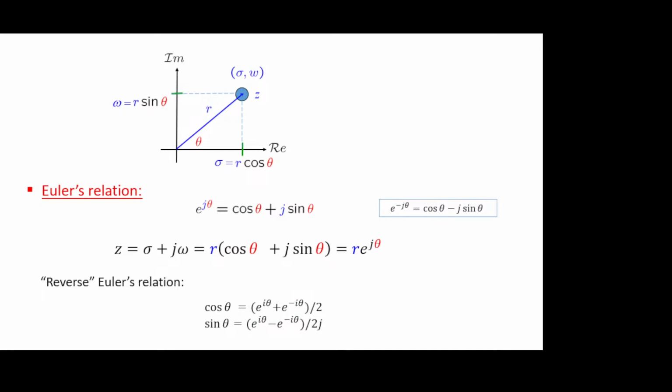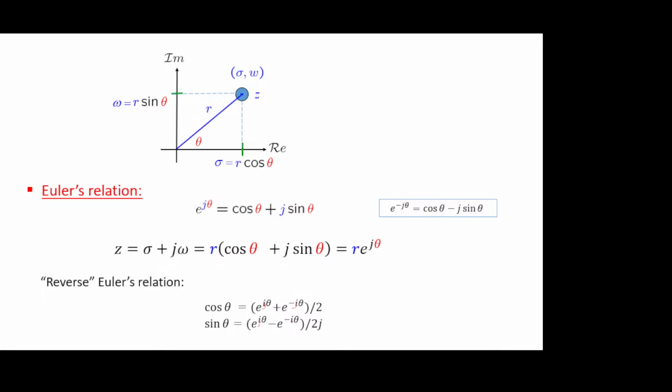So you need the j here. Okay? Let's use this. So cosine theta will equal e to the j theta plus e to the minus j theta, divided by 2.